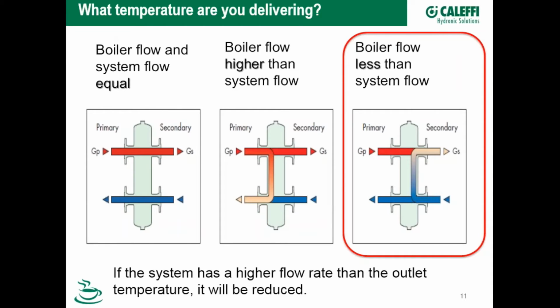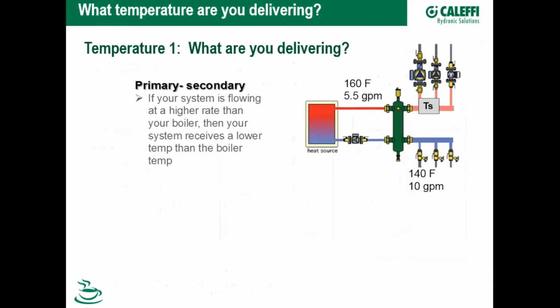Now, when this happens, it always becomes a question of, can I heat the building with this water temperature or can't I? Or even what temperature am I ending up with? So if I look at this situation, let's say for the aspect of our discussion, I'm flowing the boiler at 5.5 GPM, and the water temperature out of the boiler at that point is 160 degrees Fahrenheit. Now let's say the return water is coming back at 140 and the system's flowing at 10 GPM.